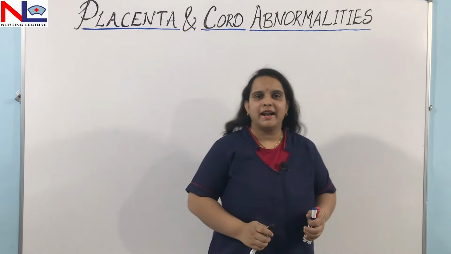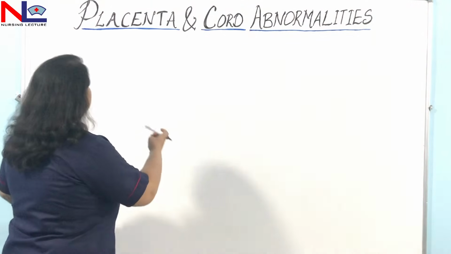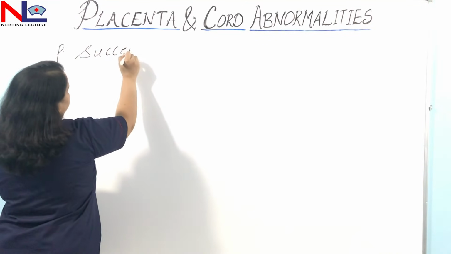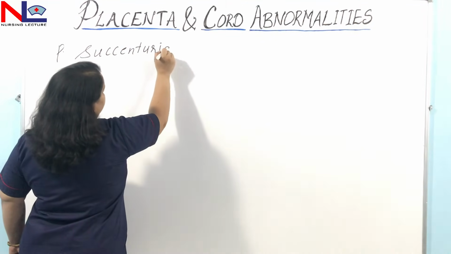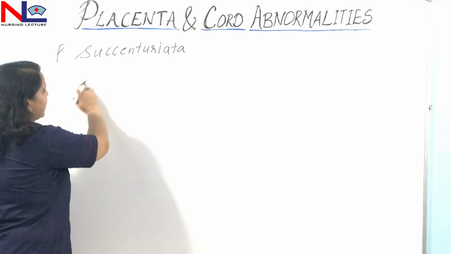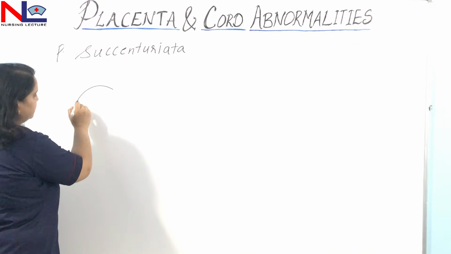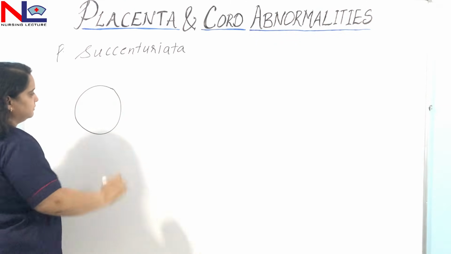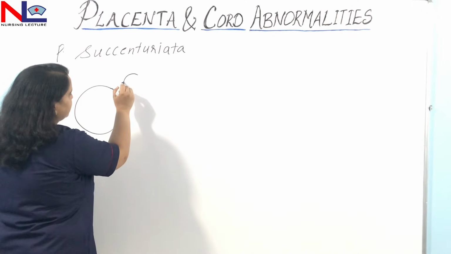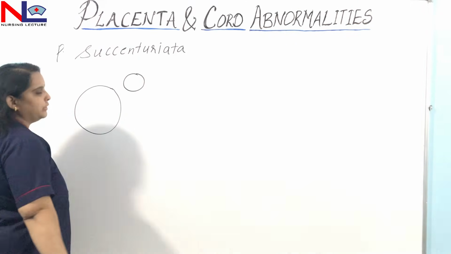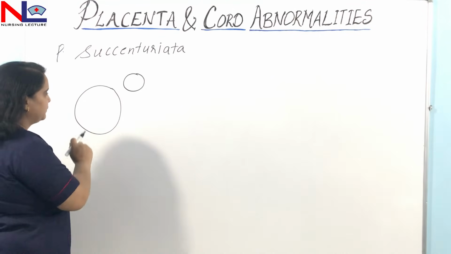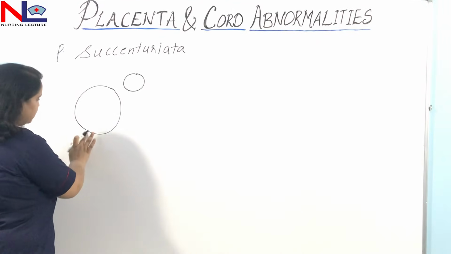So out of many varieties, one of the varieties is the placenta succenturiata. So what is it? Before that, we will draw a figure. Here is the placenta, and in placenta succenturiata there is an extra lobe or cotyledon which is lying slightly away from the main portion of the placenta. So what is happening here?